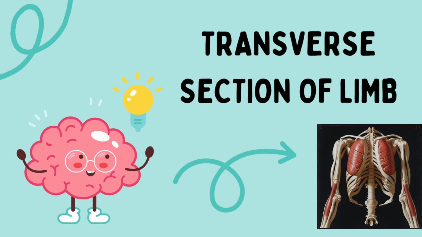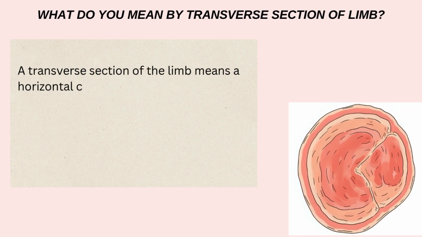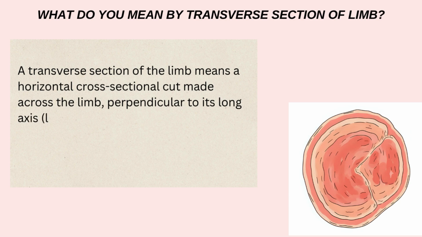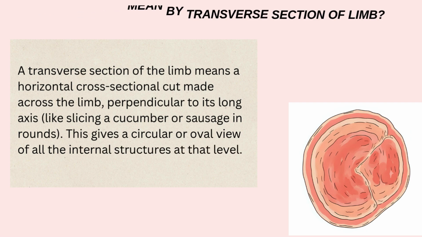Transverse section of limb. What do you mean by transverse section of limb? A transverse section of the limb means a horizontal cross-sectional cut made across the limb, perpendicular to its long axis, like slicing a cucumber or sausage in rounds. This gives a circular or oval view of all the internal structures at that level.